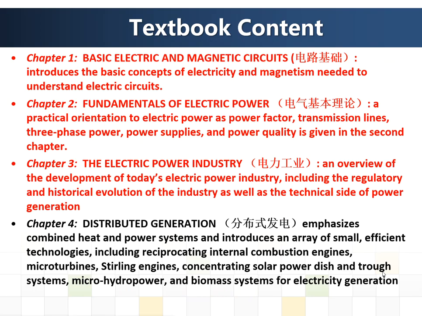Chapter 1, Basic Electric and Magnetic Circuits, introduces the basic concepts of electricity and magnetism needed to understand electric circuits. Chapter 2 is a practical orientation to electric power, covering power factor, transmission line, 3-phase power, and power supplies.